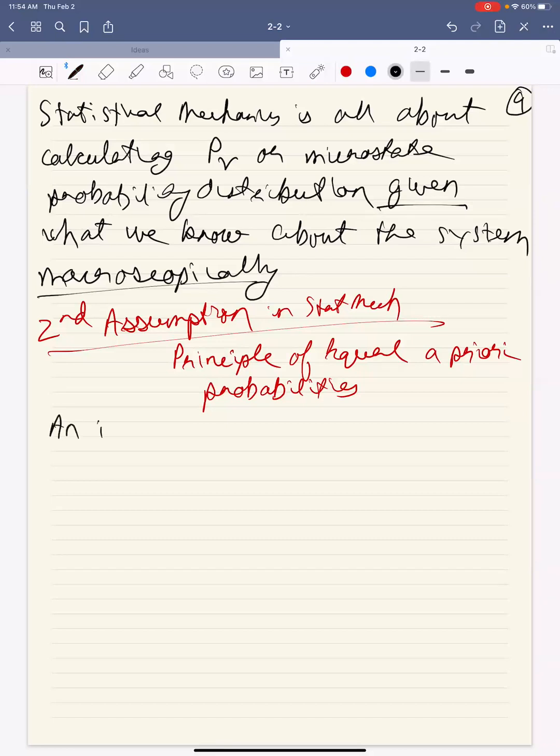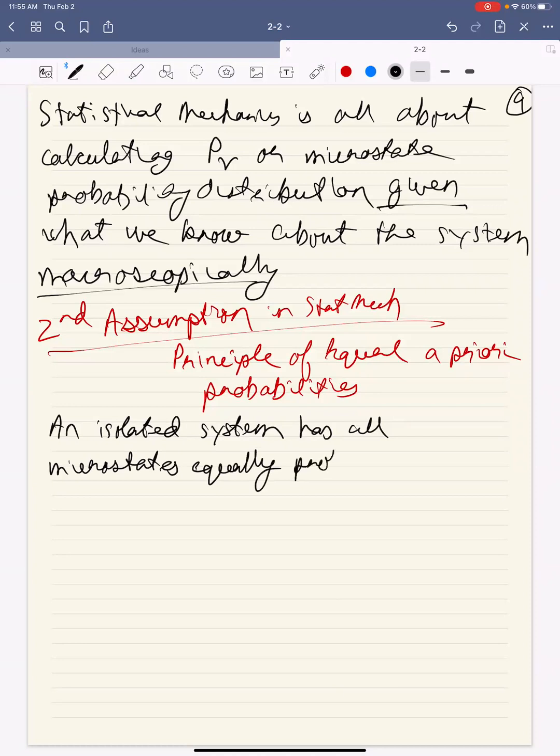It says that an isolated system has all microstates equally probable, consistent with the total NVE. We are going to spend a minute trying to understand this. This is a heavy statement. It looks kind of obvious, but when you try to think about it, you will get a bit confused.